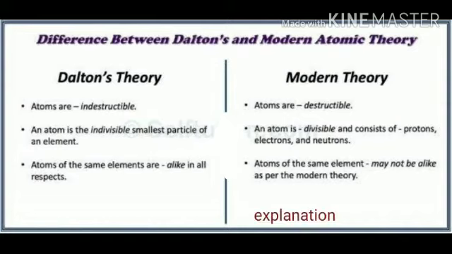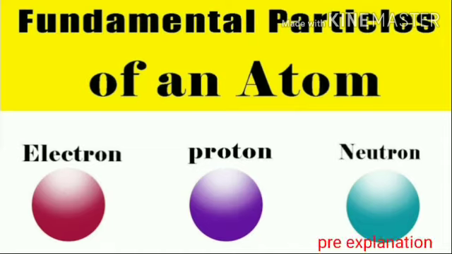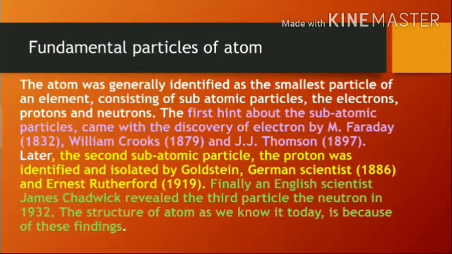At last, we will discuss the subparticles of an atom, which are also called fundamental particles of an atom: electron, proton and neutron. The atom was generally identified as the smallest particle of an element consisting of subatomic particles: the electron, negatively charged particles, proton, positively charged particles, and neutrons, neutral particles which have no charge.